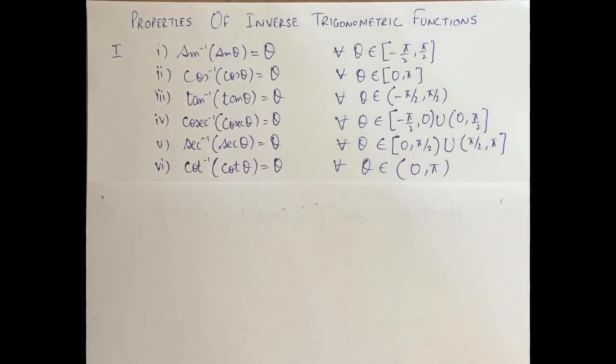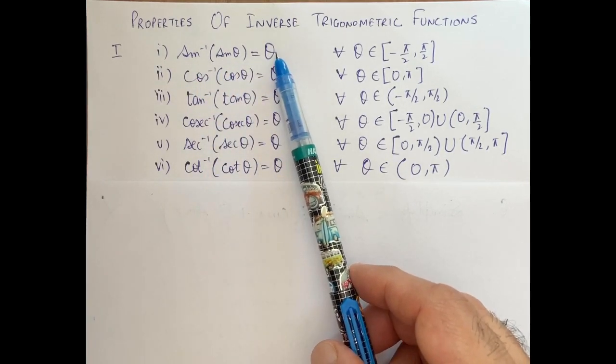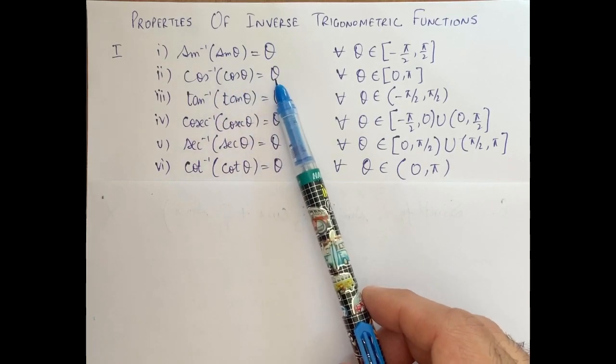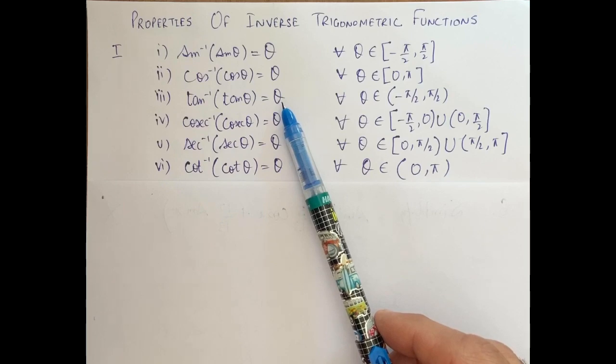Welcome students. We continue our discussion on inverse trigonometric functions. Today we are starting properties of inverse trigonometric functions. This is the first property. Sine inverse of sine theta is equal to theta. Cos inverse of cos theta is equal to theta. Tan inverse of tan theta is also equal to theta.